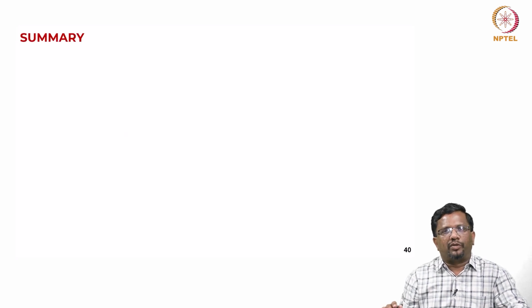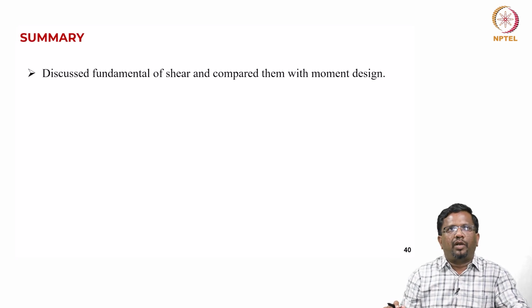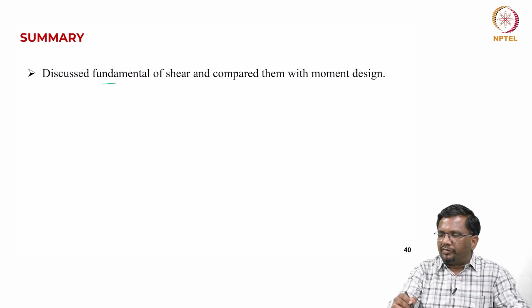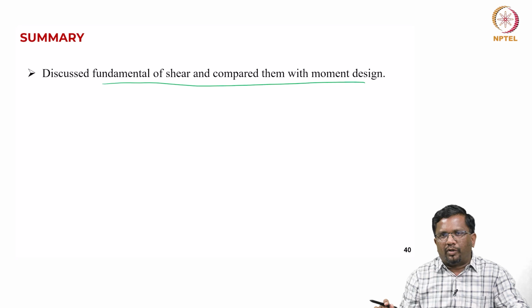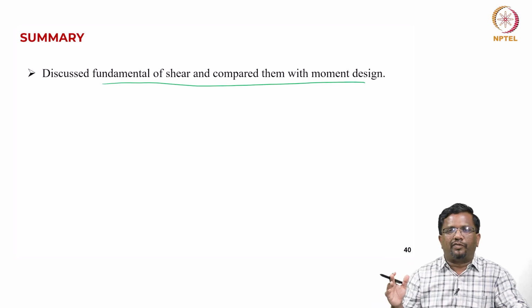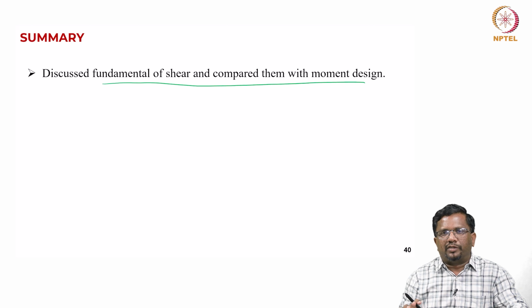Now, let us summarize what we have discussed in this part of the module. We have discussed the fundamentals of shear and compared them with the moment design. Again, shear is a brittle mode of failure. Usually we design for flexure and then check for shear, right. But nevertheless, you need to be very careful with your shear design, otherwise the failure can be quite brittle. So, we need to be very careful.